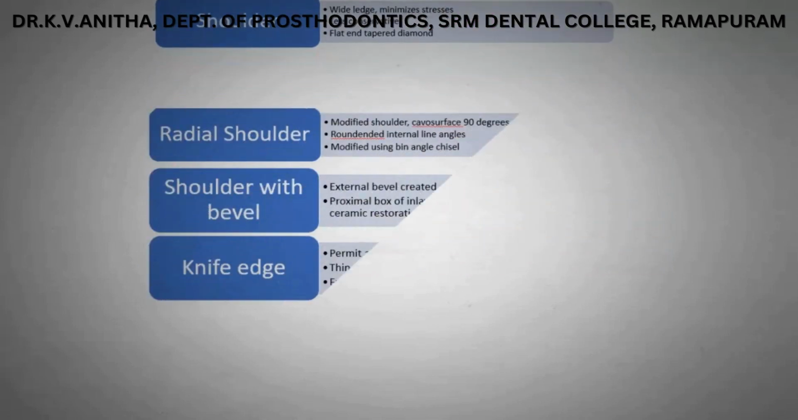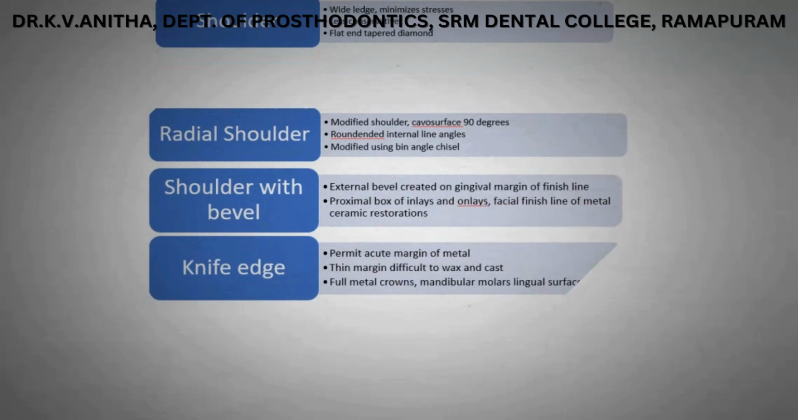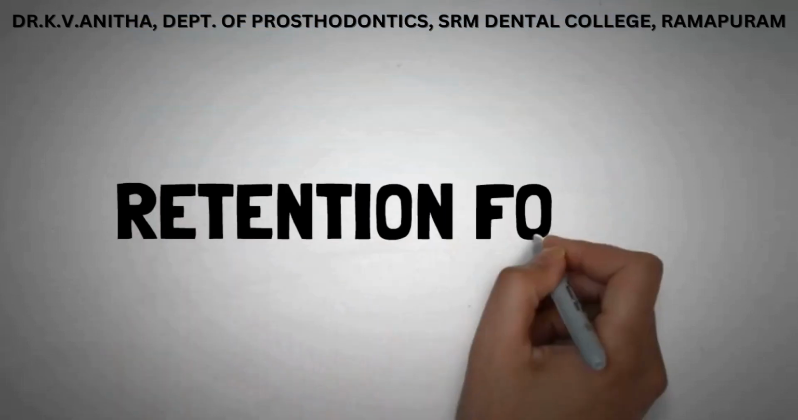Radial shoulder is a modified shoulder, with a cavosurface angle of 90 degrees. In shoulder with bevel, an external bevel is created on the gingival margin of the finish line. Knife edge margins permit acute margin of metal. These margins are thin and difficult to wax and cast.